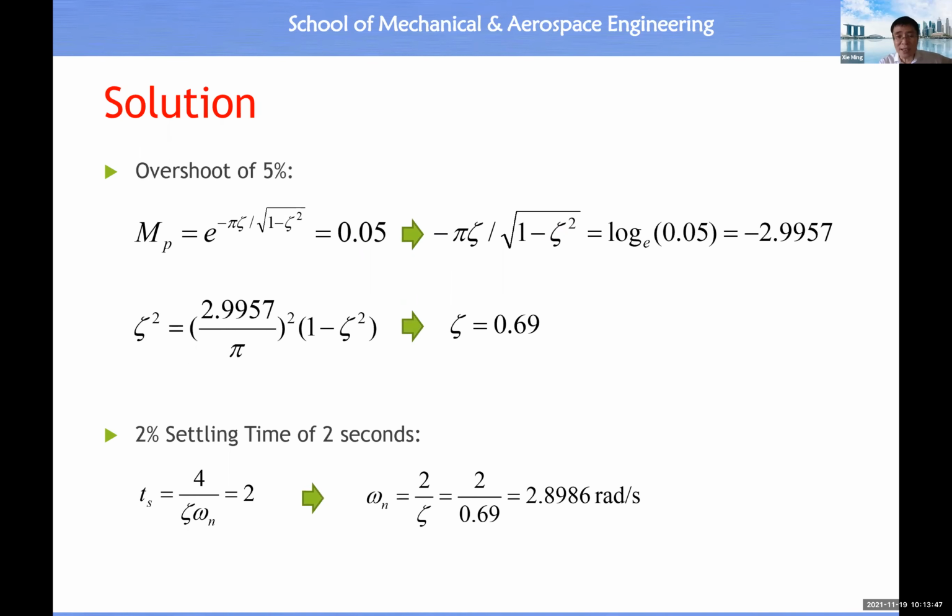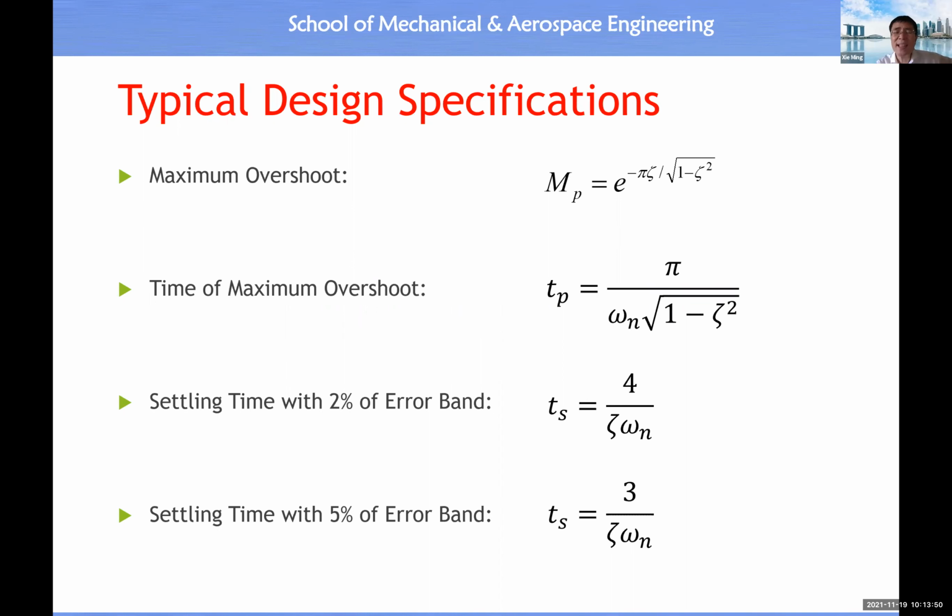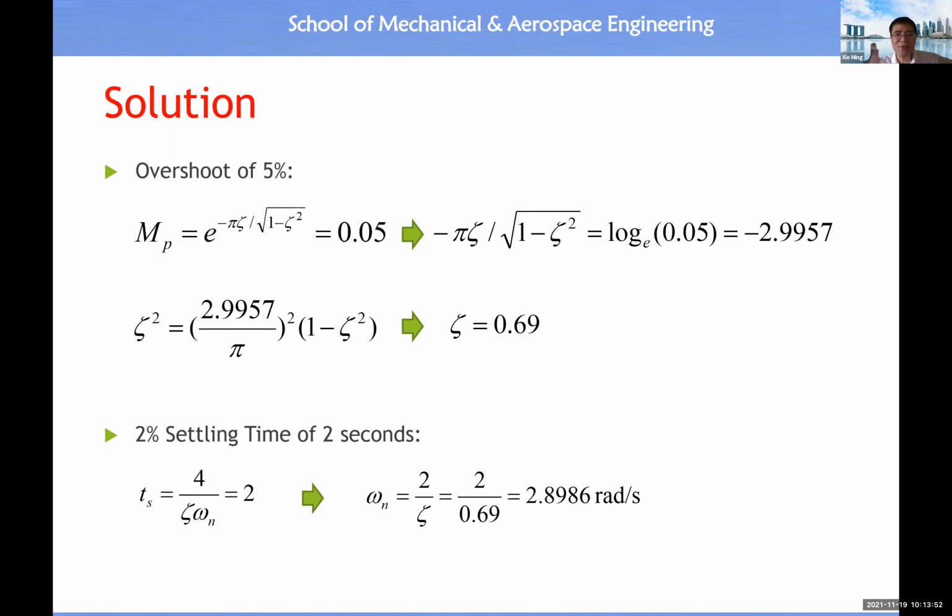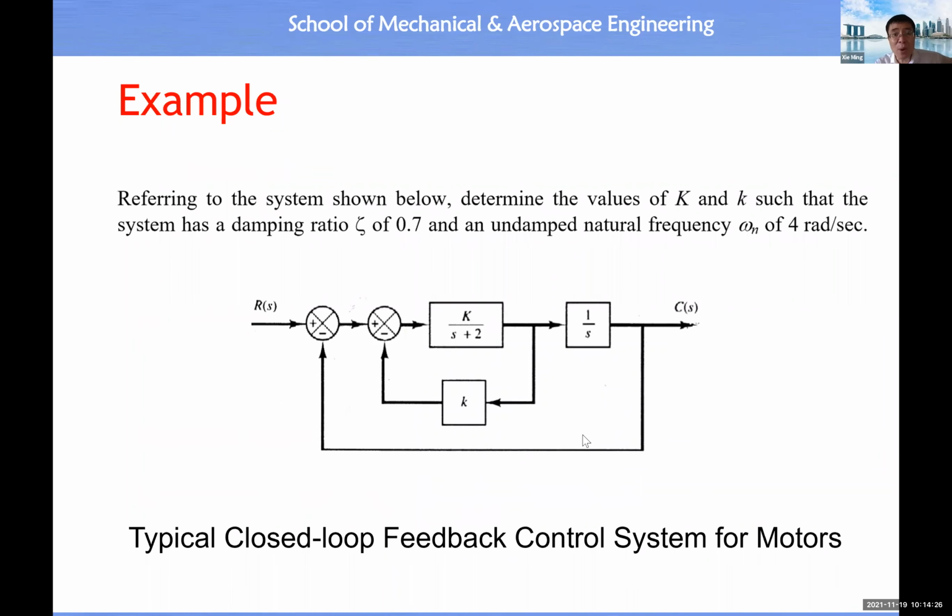Then if you know the formula for all these design specifications, you just apply all these formulas. Maximum overshoot 5% means 0.05. Then you have this equality. From here, you see you only have zeta. So this is a very simple equation. Then you solve this equation, and you get this answer, zeta equal to 0.69. Then for the response time, 2 seconds, for an error band of plus minus 2%, you choose this formula. Because we know zeta, immediately we know what should be omega n. So you see it's done already. All right, okay. And one more example.